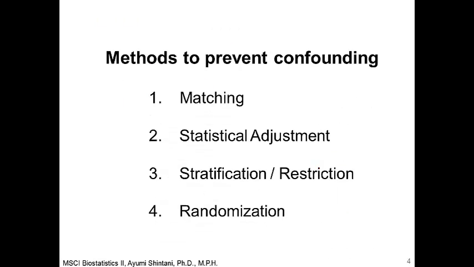Right? And these are the effective methods to prevent confounding. Number 1, matching. Number 2, statistical adjustment. This uses regression techniques such as linear regression and logistic regression. Number 3, stratification or restriction. In stratification, you divide your data into, for example, patients with a history of congestive heart failure and without a history of congestive heart failure, and analyze the data separately. And number 4 is randomization. Okay, so we will talk about each item today.